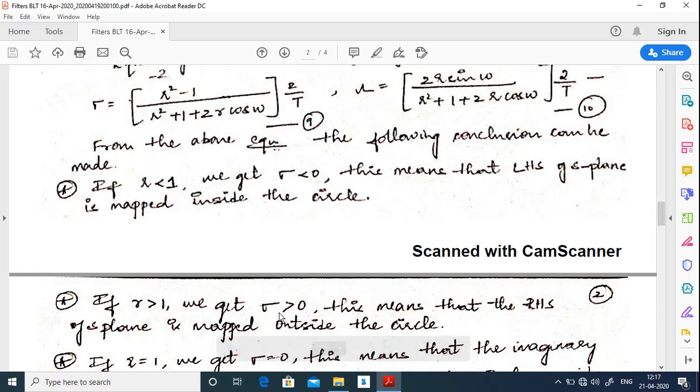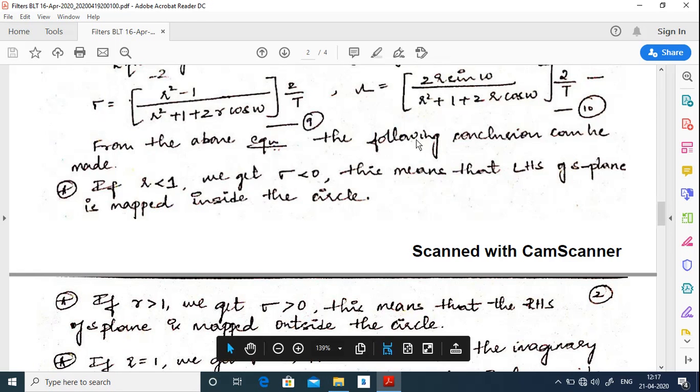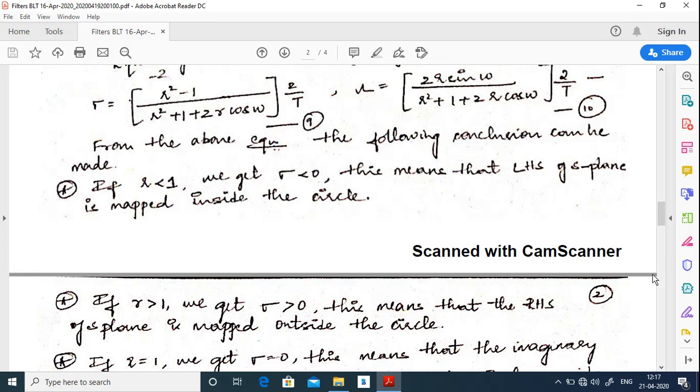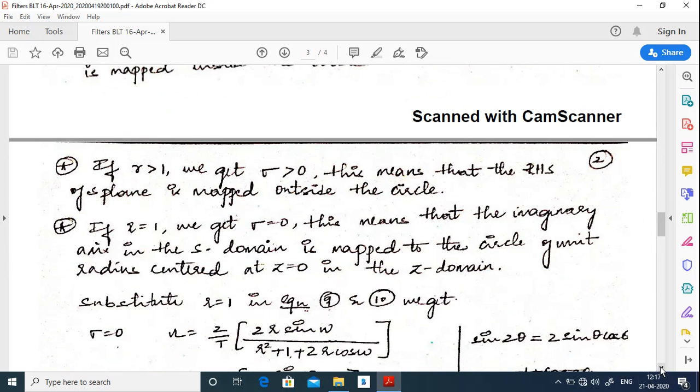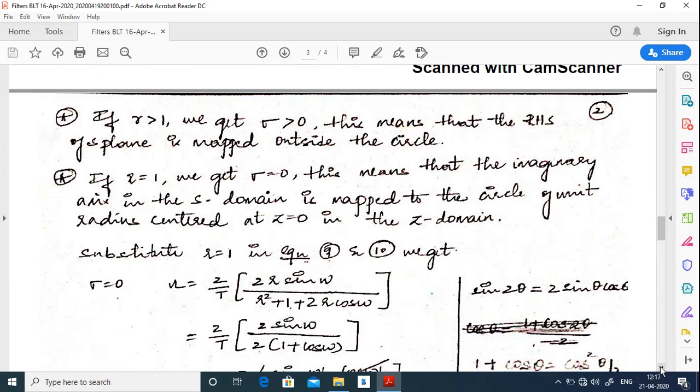Similarly, when r is equal to 1, what will happen? Sigma will become 0, and you will get only omega. In other words, you'll get only the imaginary axis in the S domain, right? That will be mapped on the circle with unit radius, which we generally call the critically stable one.